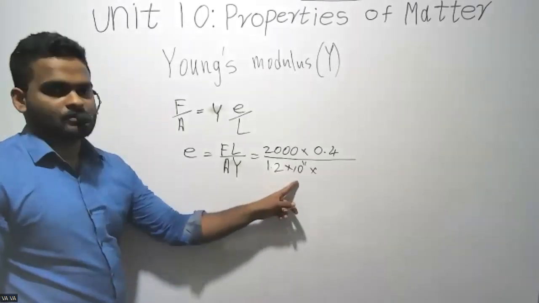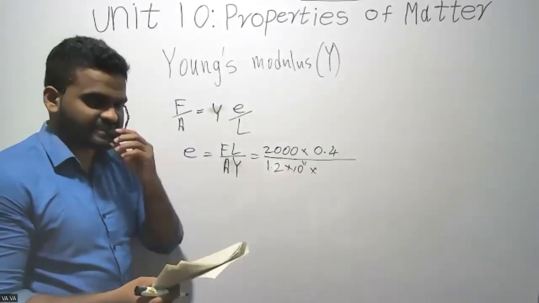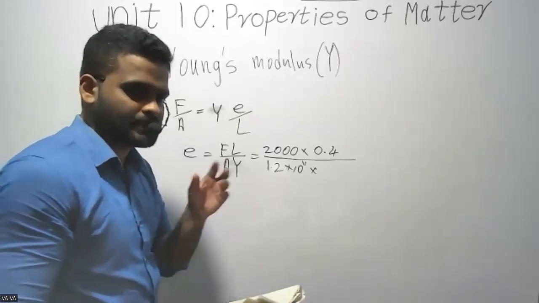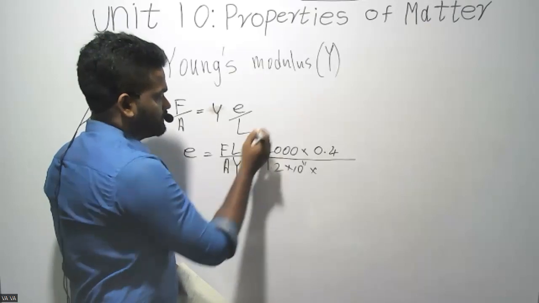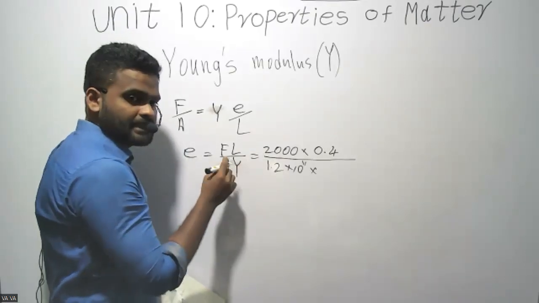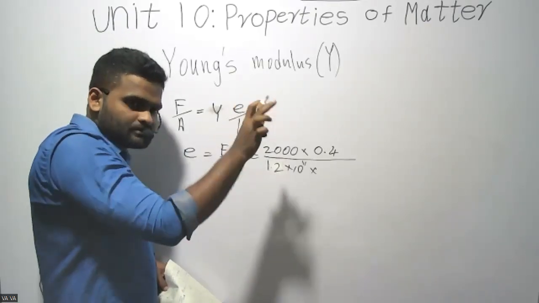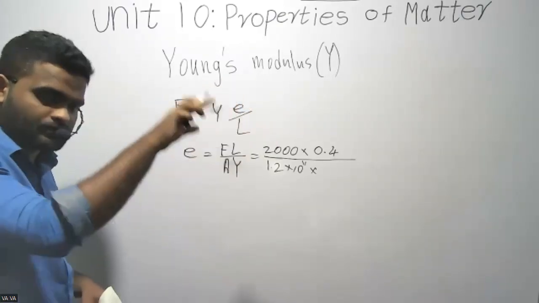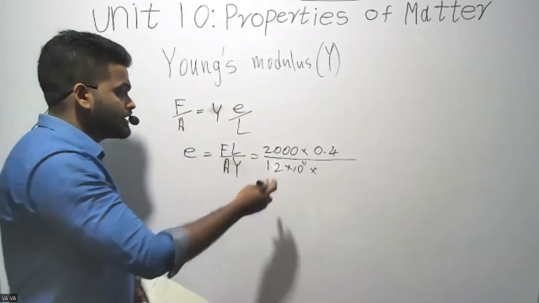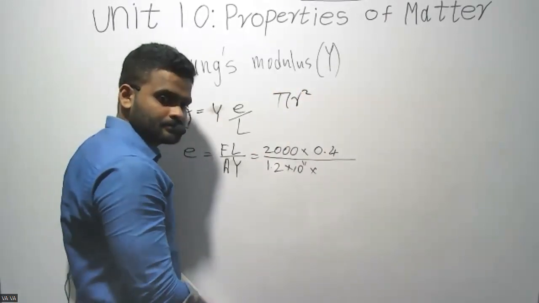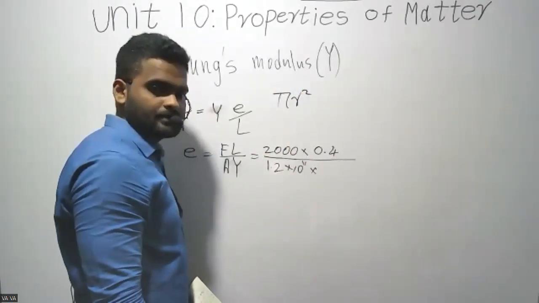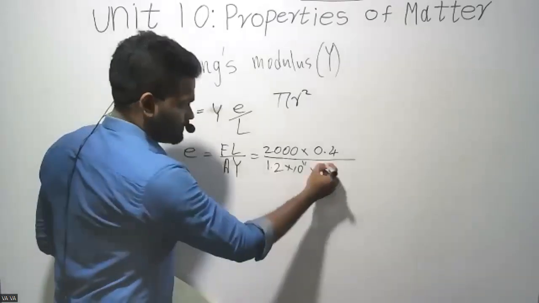So this is the Young's modulus, and the radius also should be substituted in meters, right? This is the cross-sectional area, so that is circular, right? This is a wire, so its cross-section is circular. So you have to use pi r squared.